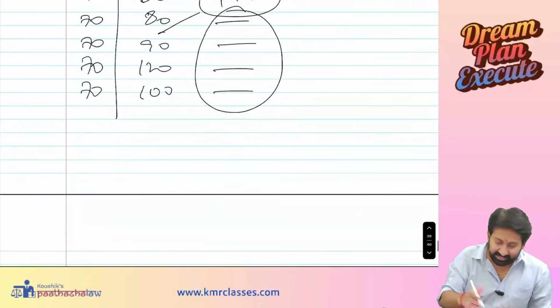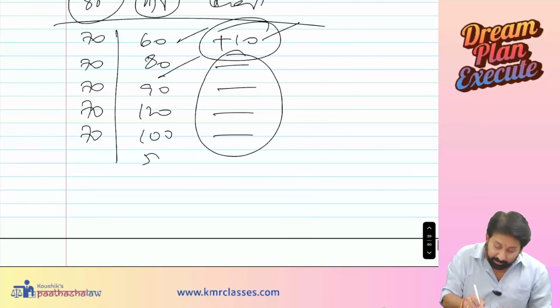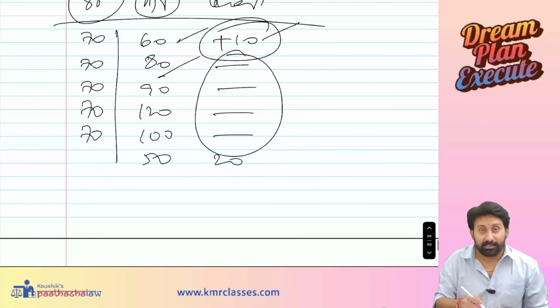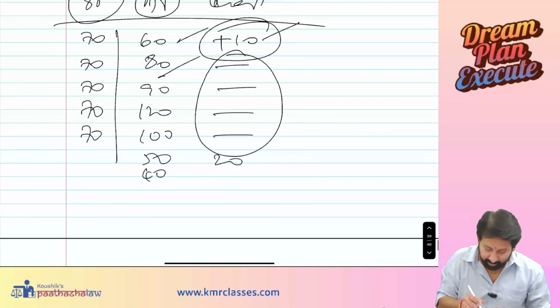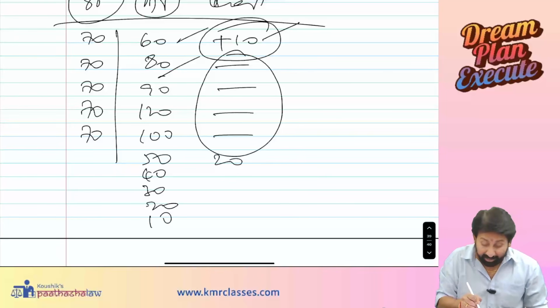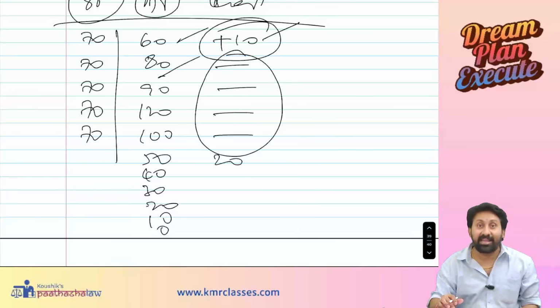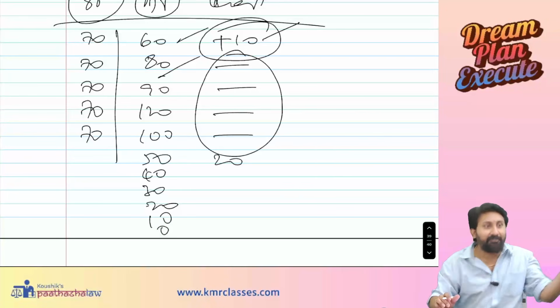Now let us understand. Price became 60, now you get a 10 rupee gain. Price became 50, then you get 20. Price can become 40, 30, 20, 10, and it can reach 0 only. It can't go beyond that. That means there is a floor for the put option.